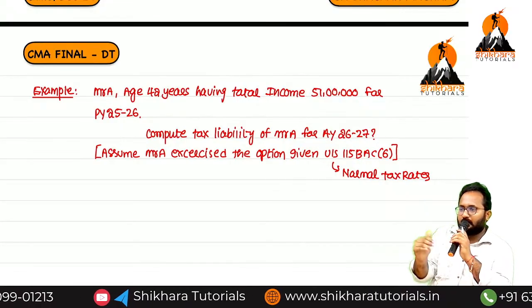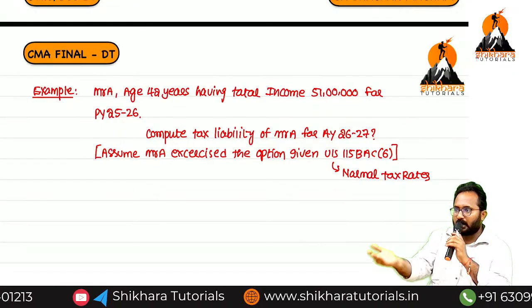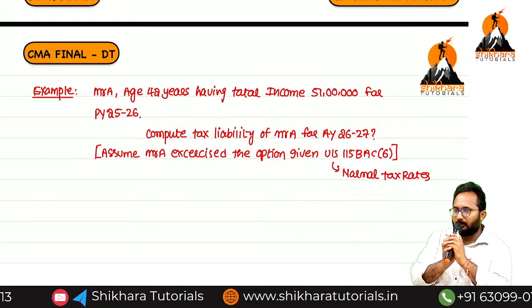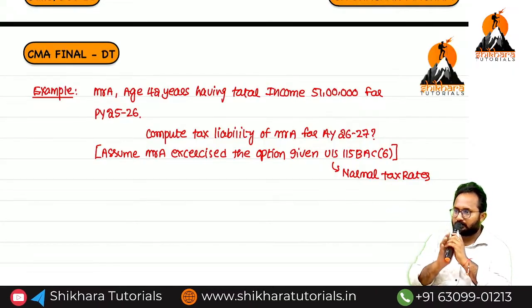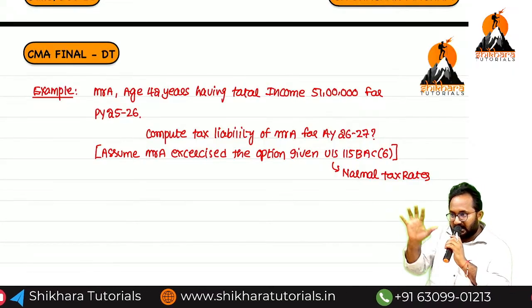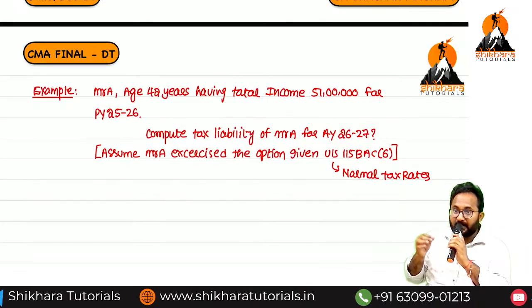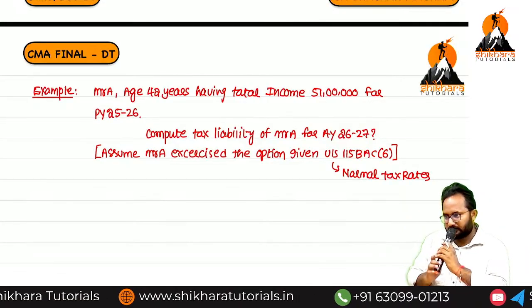But in the hands of a domestic company, the limits are 1 crore, 10 crore. Foreign company, 1 crore, 10 crore. Partnership firm, 1 crore. That means these are the limits. I am calling them the basic limits for surcharge.